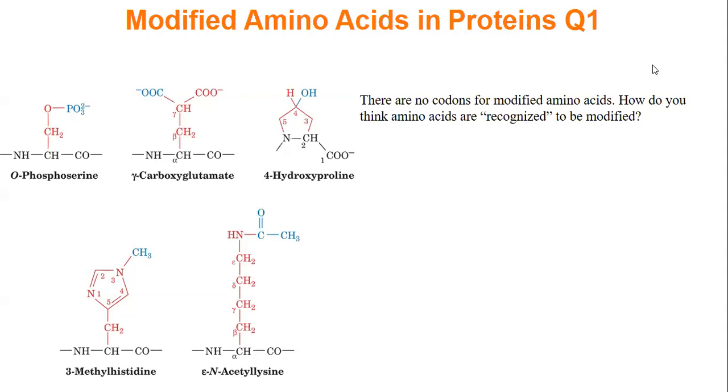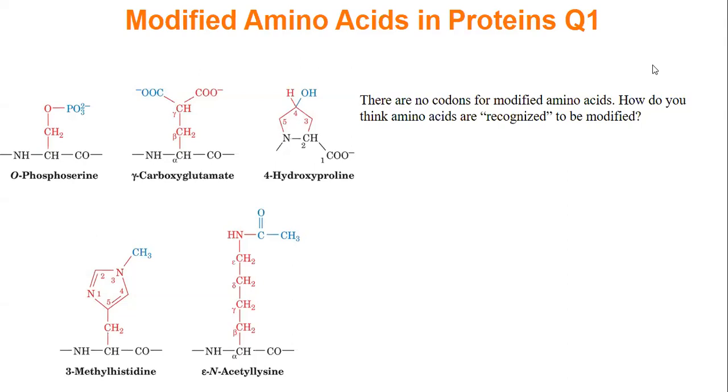But what you should see is that when you look at these modified amino acids, the name tells you what the modification is. O-phosphoserine means we have a phosphate group on our serine. Gamma-carboxyglutamate means we have another carboxyl group on the gamma carbon of glutamate, and so on and so forth.